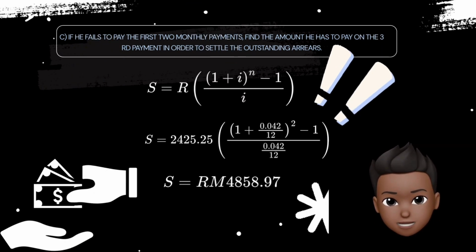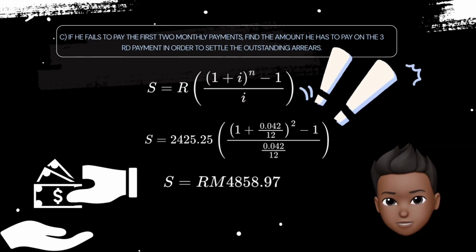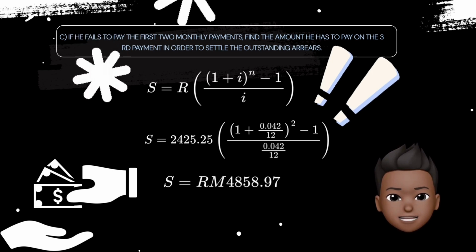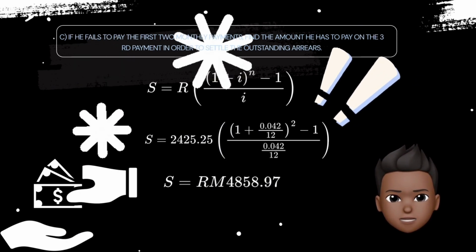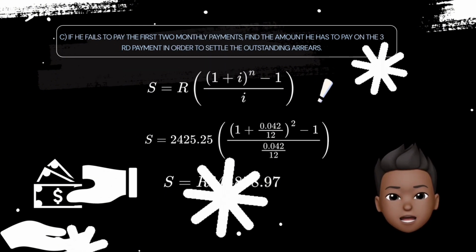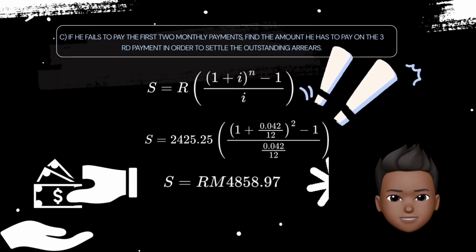Now we solve question C. Based on the question, we know he wants to find the amount to pay on the third payment. Using this formula, the accumulated amount of arrears after 2 months is 4,858 ringgit 97 cents. Therefore, the amount that needs to be paid on the third payment to settle the arrears is 4,858 ringgit 97 cents.